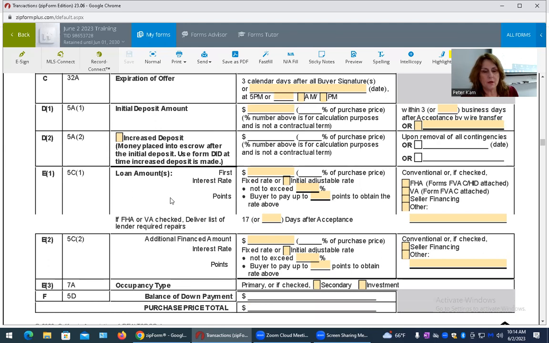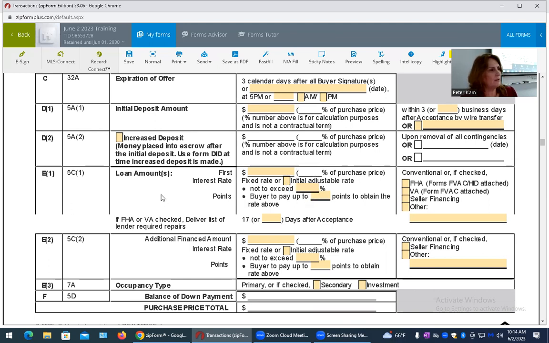Okay, so let me see. Loan amount. You're going to put your first here if it's not all cash. And it defaults to fixed rate, or if it's an adjustable, put it here. I always recommend, and if Ruben has something to say about it, but for me, I was just telling somebody yesterday, please don't leave this blank. Don't leave your percentages blank. You want to be as protective of your client as possible. So please put a not to exceed in here, percentage points for the loan.